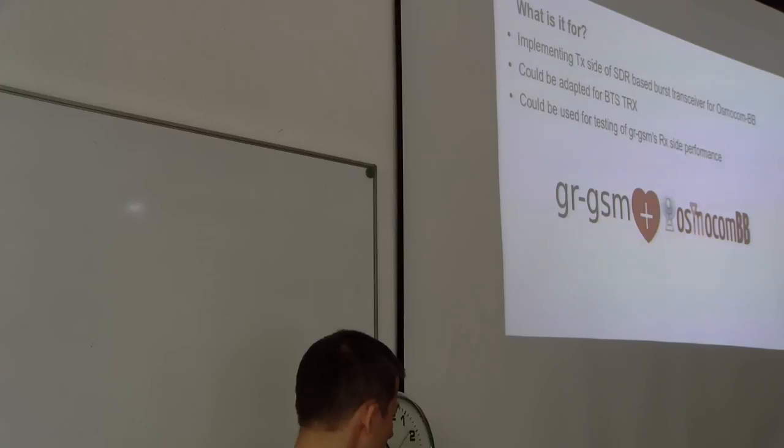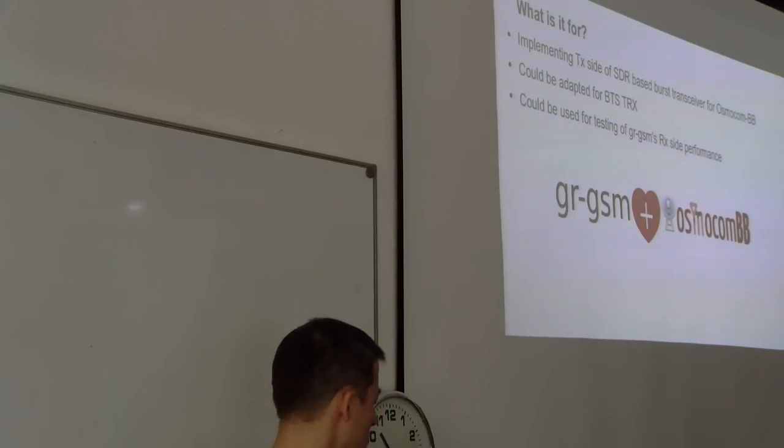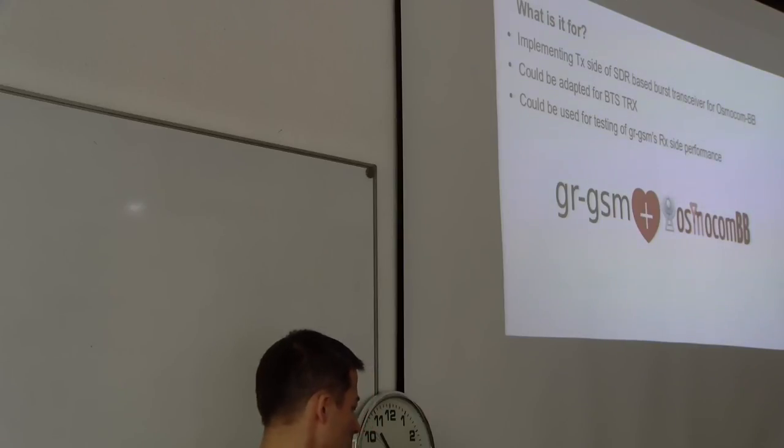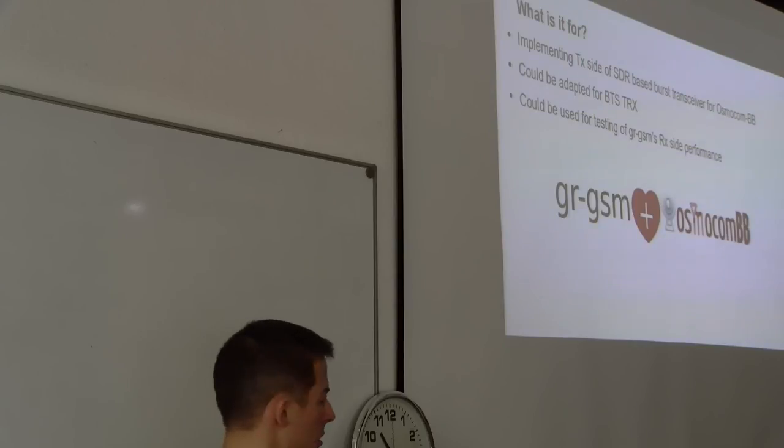What is this GSM burst transmission for? The main motivation was adding a transmit side to GR-GSM, so we can marry it together with OsmocomBB and make GR-GSM a burst transceiver for OsmocomBB, so it can work not only on Motorolas but also on SDR devices. It could also be adapted to work as a BTS transceiver, but I haven't done that yet, and there is Osmo-TRX, so there is not much motivation for it. It also could be used for testing the receive side of GR-GSM that is already in there.